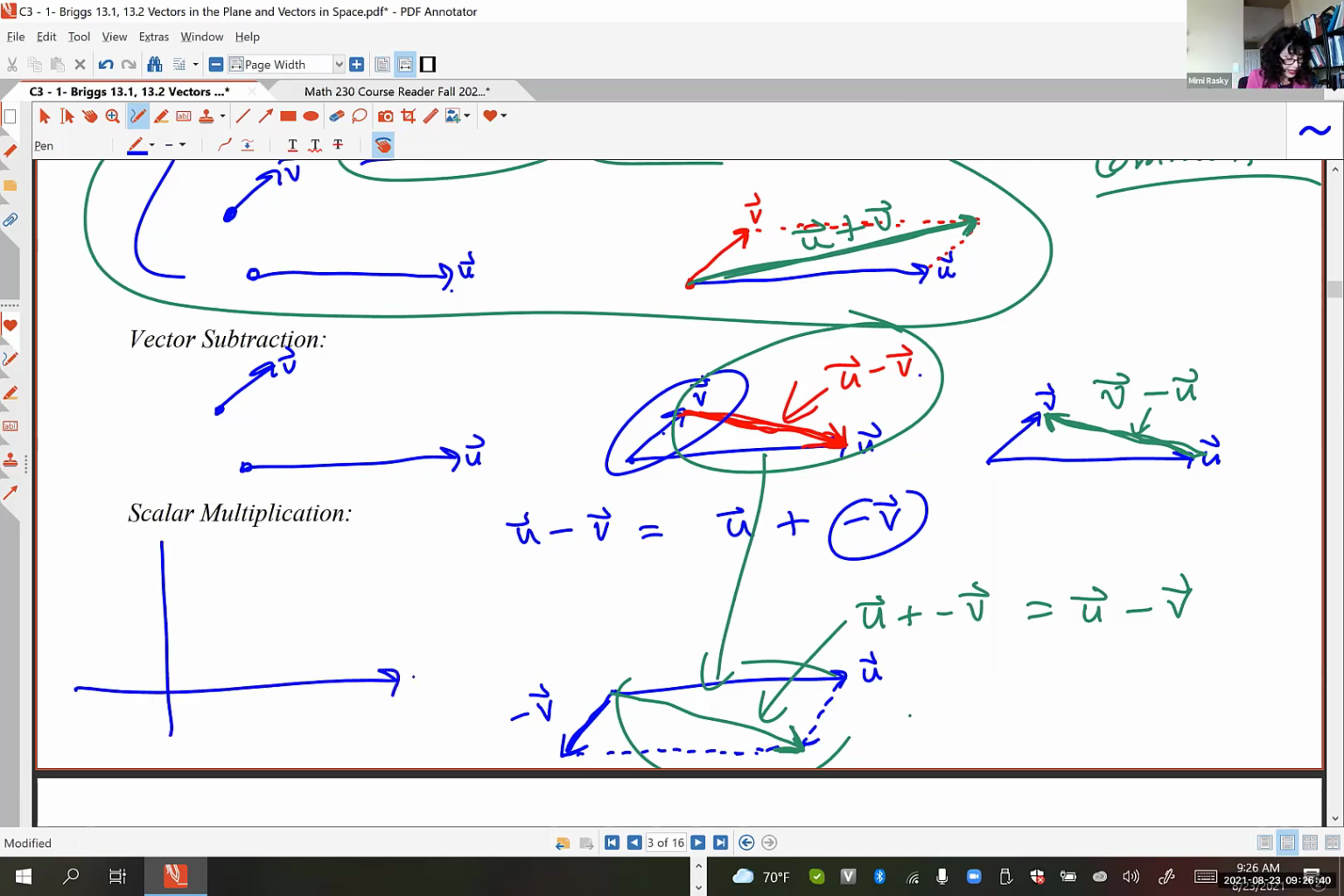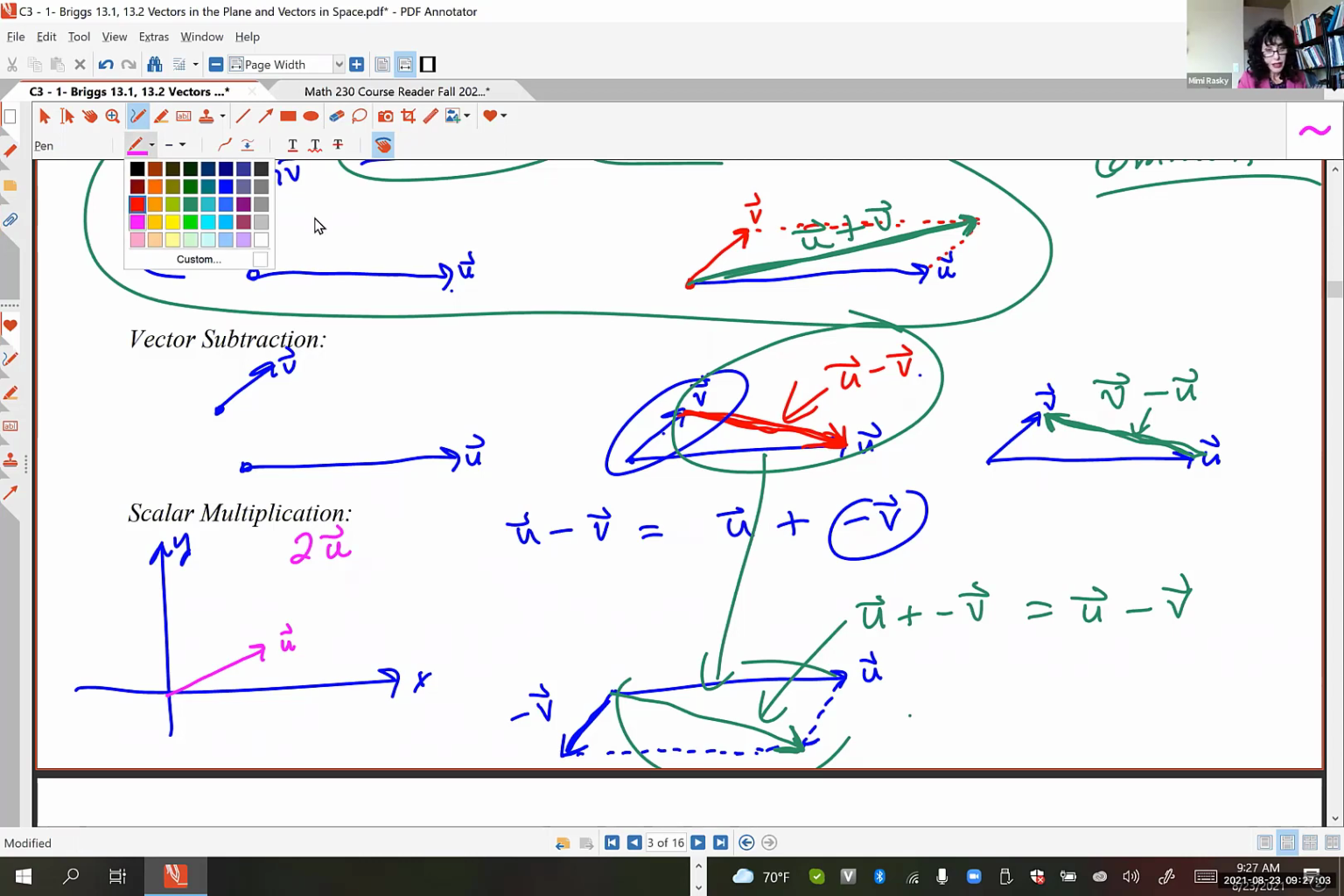So let's go back in standard position. Here's the x-axis, here's the y-axis. Suppose you had a vector, I don't know, just any vector here. How about u? There he is. And somebody said, I want you to multiply u with a scalar, rather. What if I said 2u? What does 2u look like? Well, you're doubling u, essentially. So 2u is going to be pointing in the same direction as u, but it'll be twice as long.